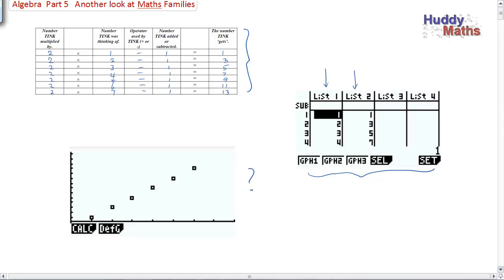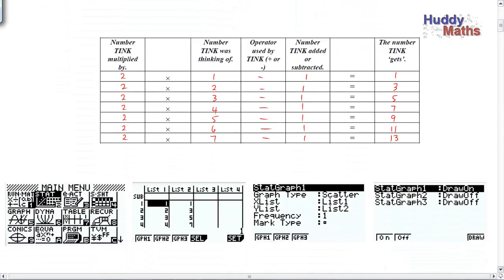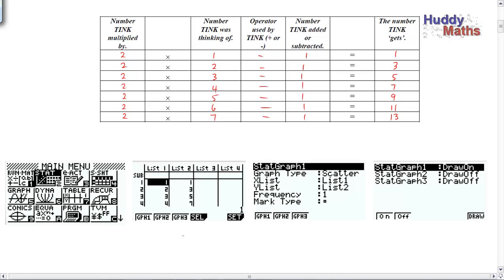So come on down and let's have a look at this family that I mentioned up there. And look what's happening down here: lots of little screen clips from the Casio calculator. We'll have a look at that in a minute.